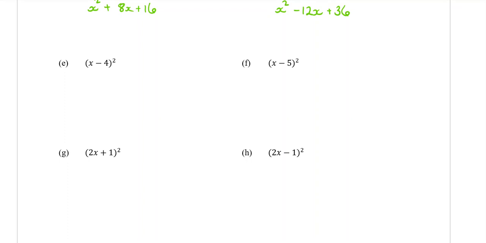Got lots of these. Okay, x minus 4. Cross out the squared and write x minus 4 down again. X times x is x squared. X times minus 4 is minus 4x. Minus 4 times x, minus 4x again. And minus 4 times minus 4 makes plus 16. What does that make in the middle? Minus 4 and minus 4 is minus 8x, plus 16.